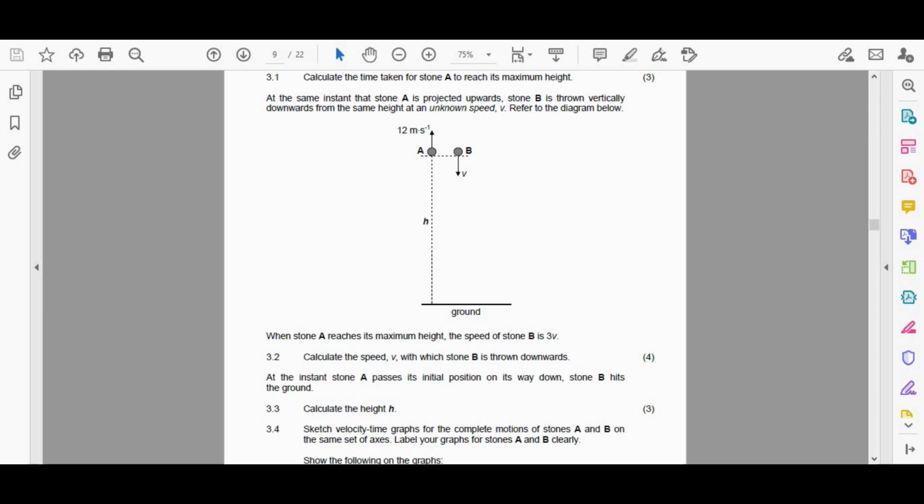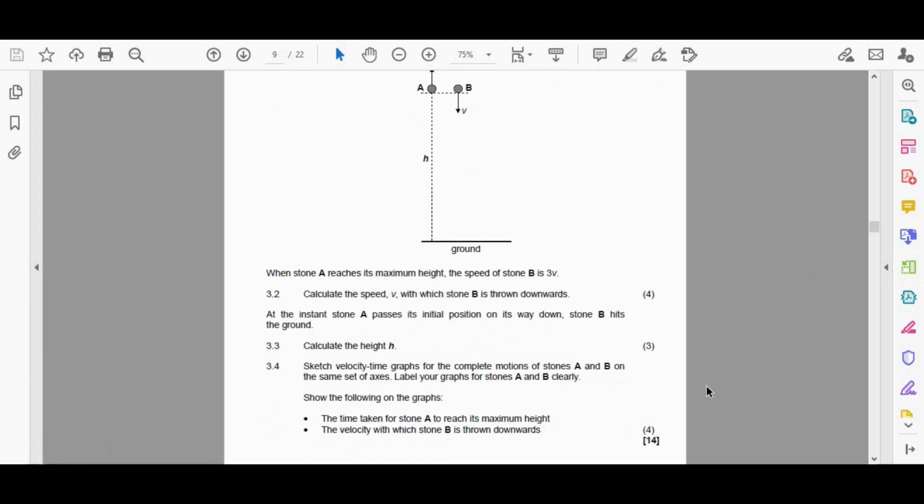draw the graph. It all depends on which motion you are taking as positive, so I'm going to draw the graph for both. Sketch the velocity time graph now for the complete motions of stones A and B, but on the same axes, and we need to label our graphs, which is B and which is A, and we need to show 2 things on the graph.